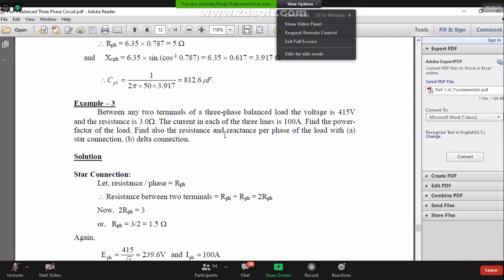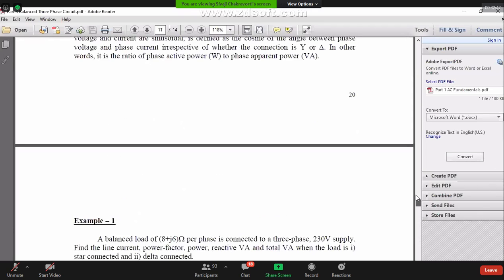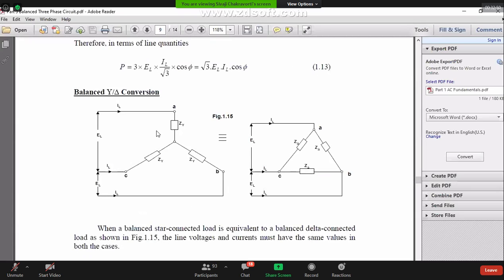I give you another example. The terminals means the line, the three lines. So between any two lines, the voltage is 415 volts. So that means it is the line voltage. And the resistance is 3 ohm. The current in each of the three lines is 100 ampere. It's a balanced load, so it is the same. Find the power factor of the load. Find also the resistance and reactance per phase of the load with star and delta connection.